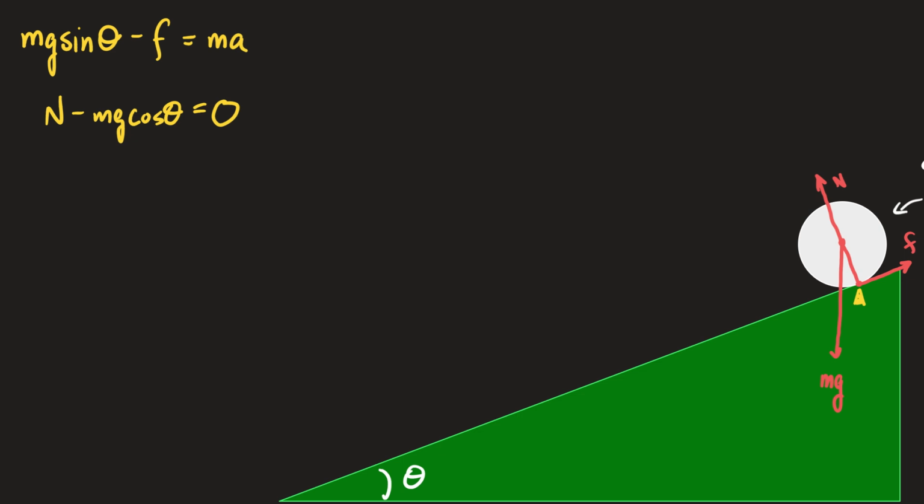Is friction causing a torque? It can't. It's acting at the pivot point. So if we chose this as our pivot point, friction is not causing a torque. Is a normal force causing a torque? Can't. It's acting at the pivot point.